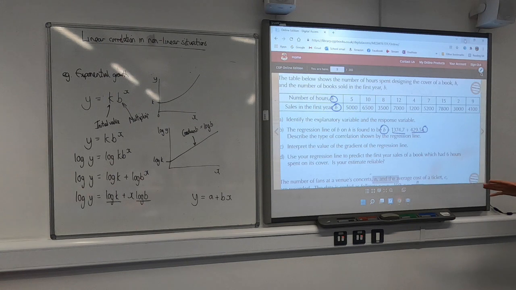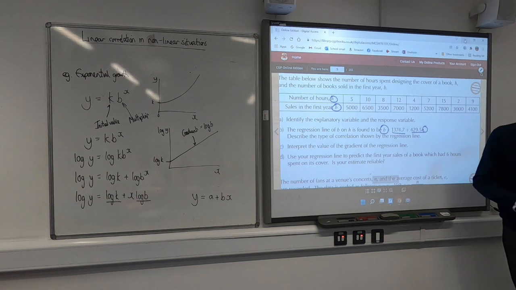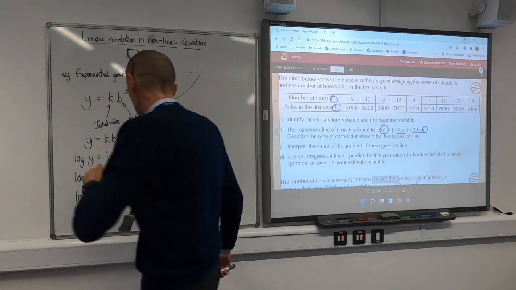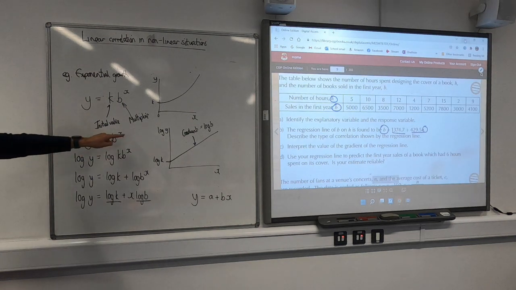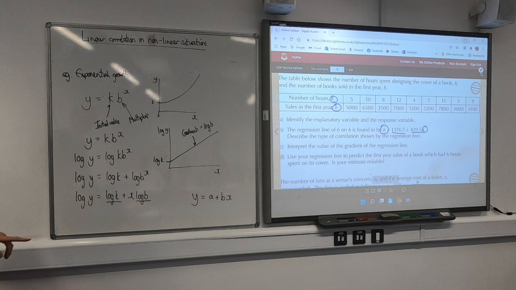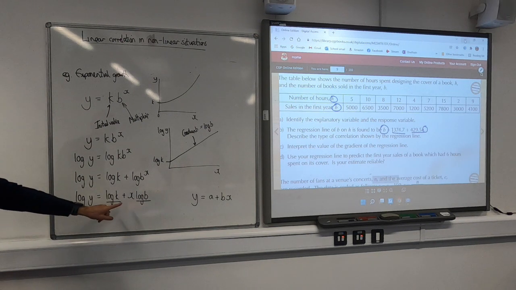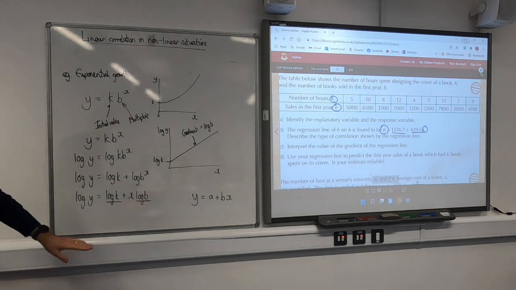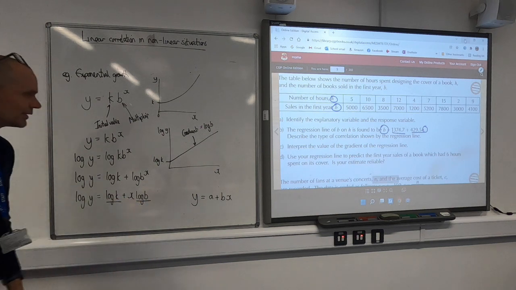Now, how do I remember that if you've got an exponential relationship, you have to log the y-axis, and the intercept is the log of k, and the gradient is the log of b? I have no idea how you'd remember that, but I've just worked it out by starting with that formula, and in these questions you'll nearly always be given that formula and going through this process. And going through that process reminded me that my variables should be log y and x, the intercept is log k, and the gradient is log b.